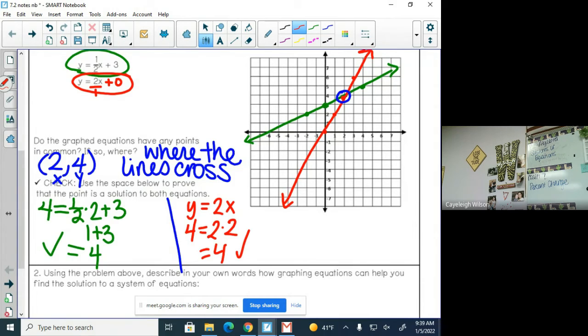Now, if it only makes one of them true, then no, it would not be the correct answer, which means you probably graphed your lines incorrectly. But it has to make them both work out.